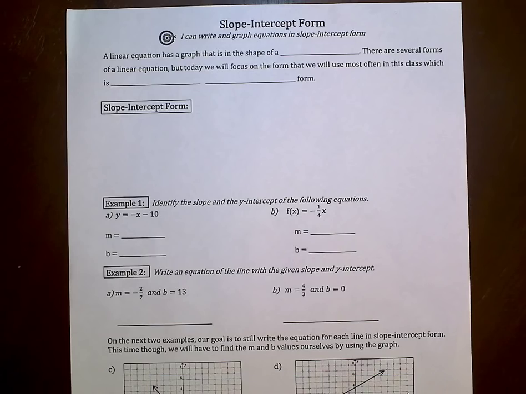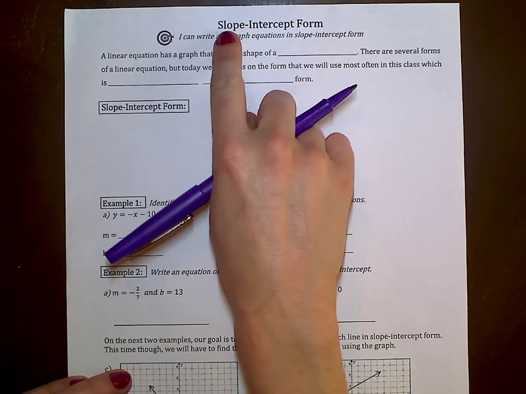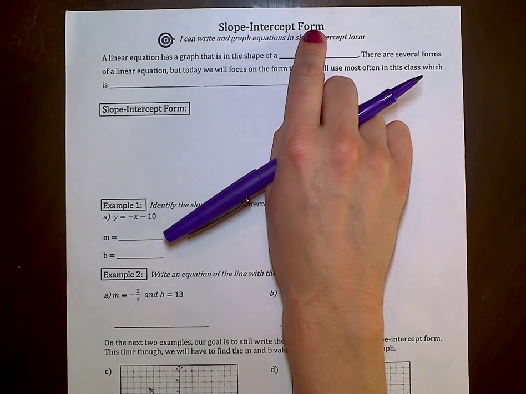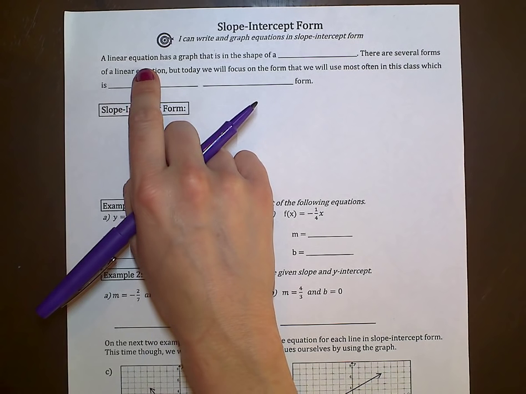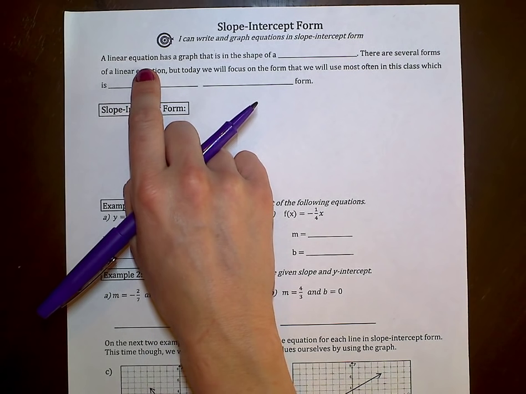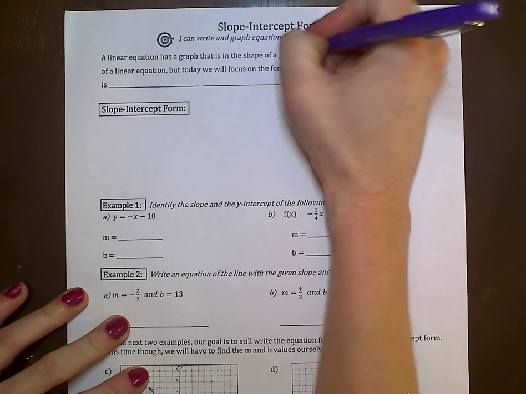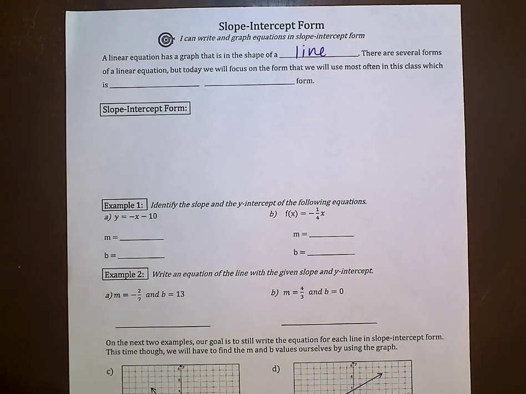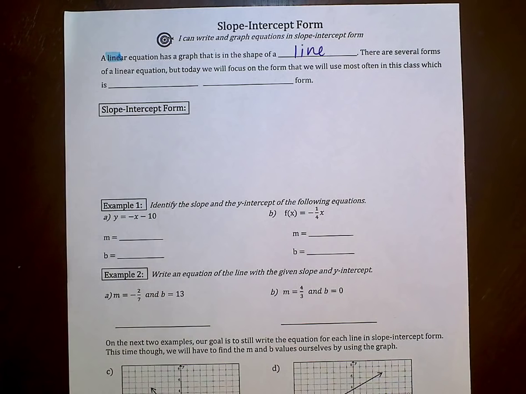So last lesson, you guys, we spent some time talking about slope and how to count slope from a graph. And that leads in perfectly to what we're talking about today, which is slope-intercept form. This whole unit, we're talking about linear equations. And a linear equation, remember, is just an equation whose graph is in the shape of a line. And that's really easy to remember because the word linear has the word line in it.